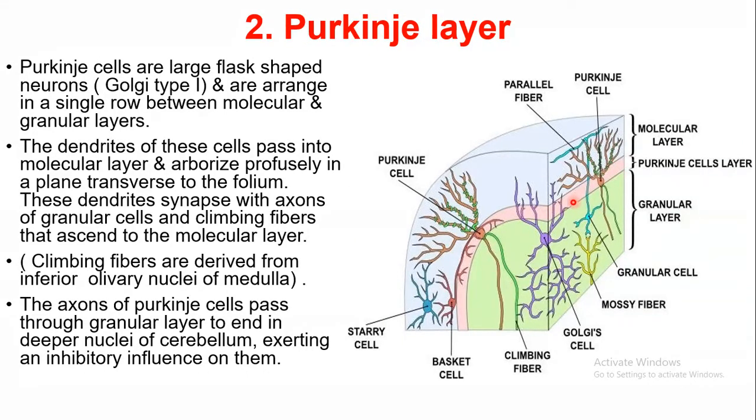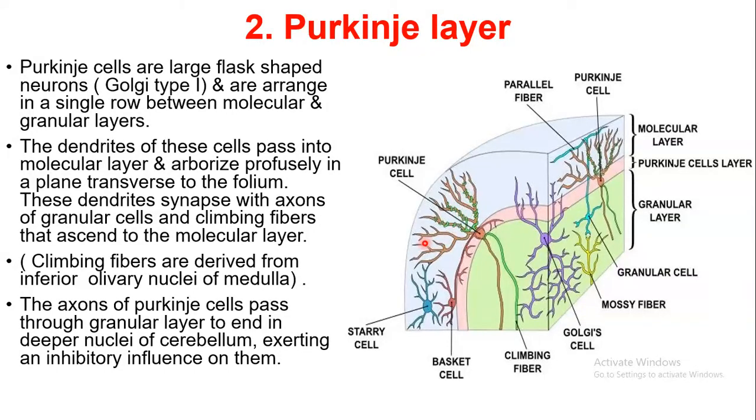The Purkinje layer, which is the second layer and pinkish in color in this diagram: the body of the Purkinje cell is flask shaped, and these Purkinje cells are type 1 Golgi cells. The type 1 Golgi cells are those cells which have long axons, while type 2 are those cells which have short axons. So these Purkinje cells are arranged in a single row between the molecular and the inner granular layer.